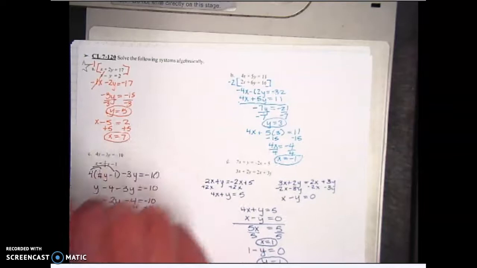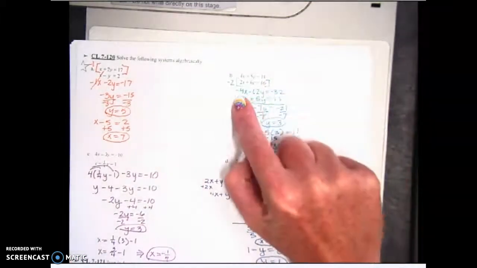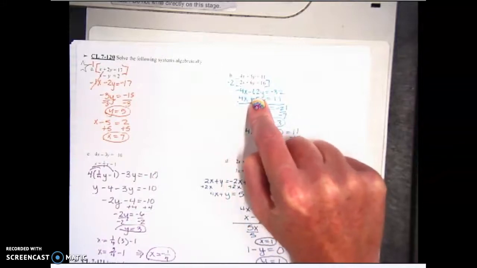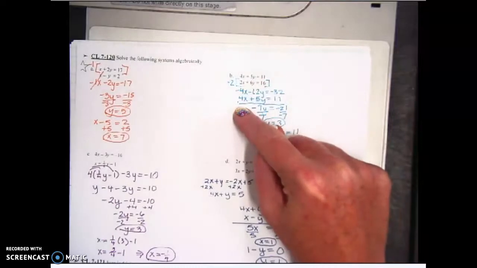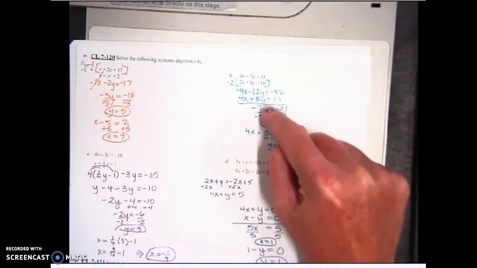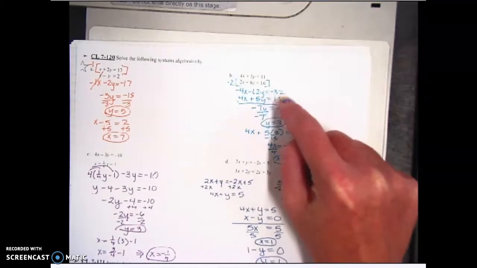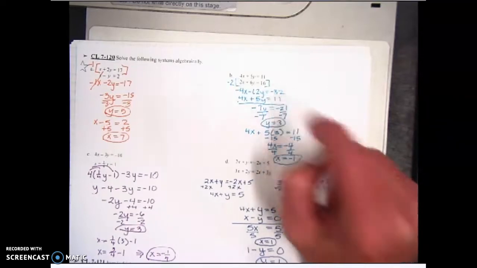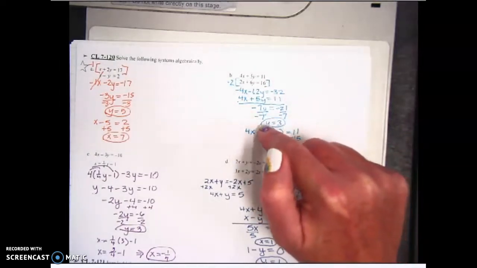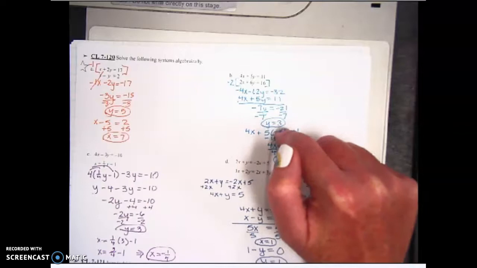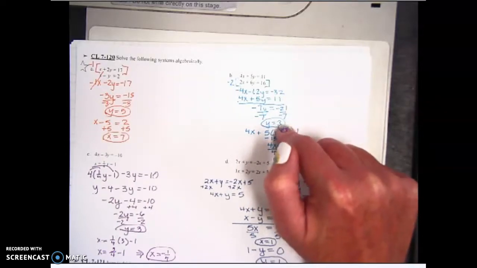For part B, I multiplied the second equation by -2 to get -4x minus 12y equals -32. My x's eliminate here, and I combine my y's to get -7y. Bring down the equal sign, and then -32 plus 11 is -21. The inverse operation of multiplying by -7 is dividing by -7, and -7 goes into -21 positive 3 times.